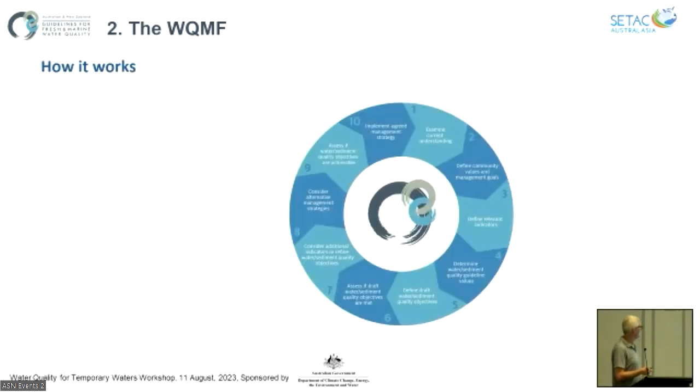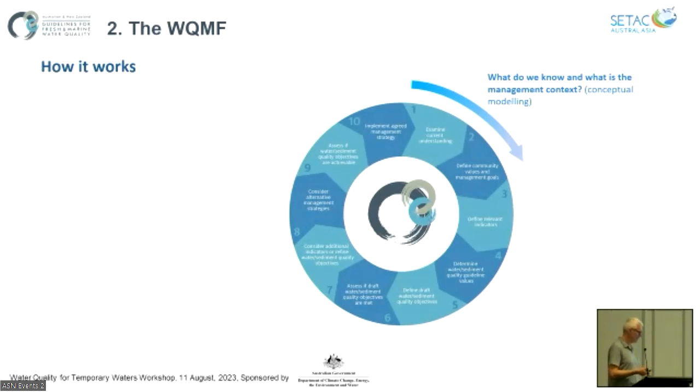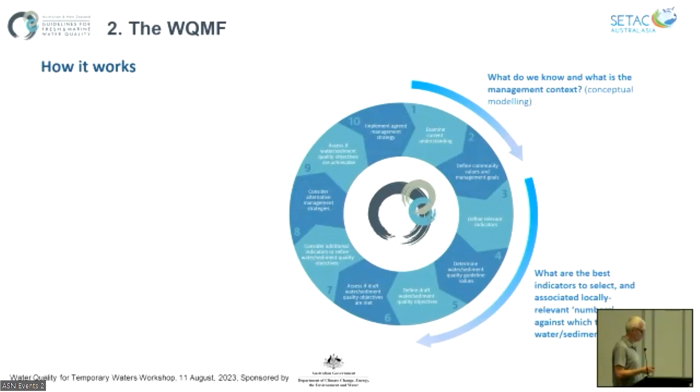All right, so we can quickly run through and have a look at how it works. So basically, the first 2 steps are really about working out what we know about the system, what we know about the water quality problem that we're dealing with, and what's the management context around that. So what's our current understanding? And then with regards to understanding what it is we want to protect and the degree to which we want to protect it. Once we understand that information, we can then identify what the relevant indicators are to address or monitor that problem that we're looking at. Once we've got those indicators selected, in step 4, we can then determine what are the appropriate water or sediment quality guideline values for those indicators. And then in step 5, we can turn those guideline values into what are termed water quality objectives.